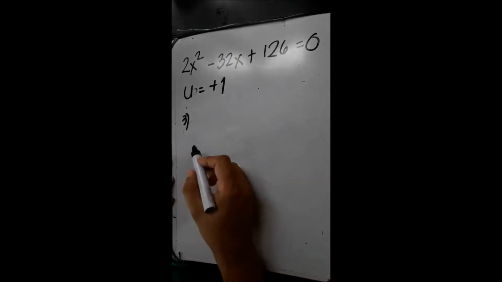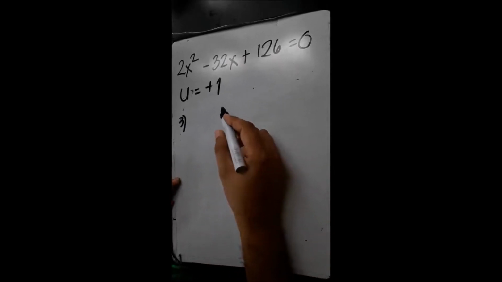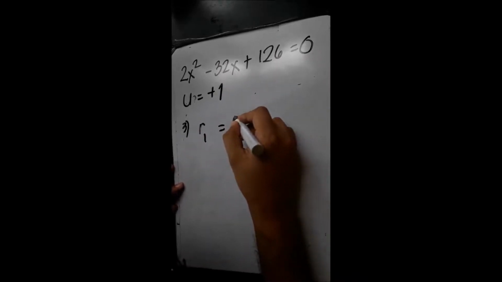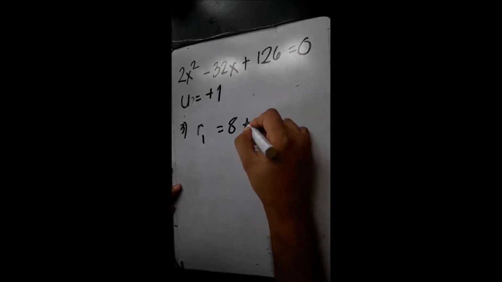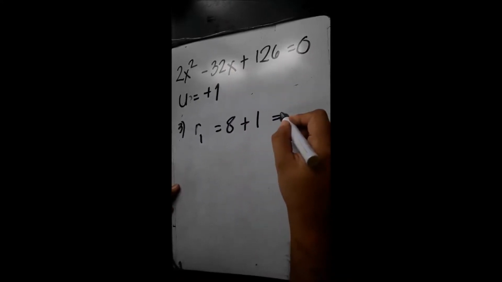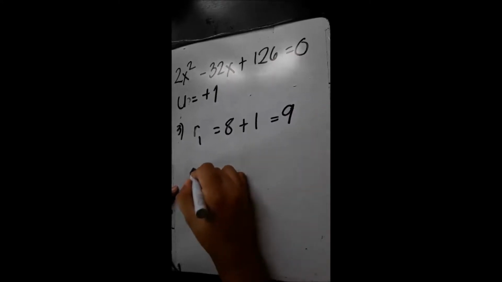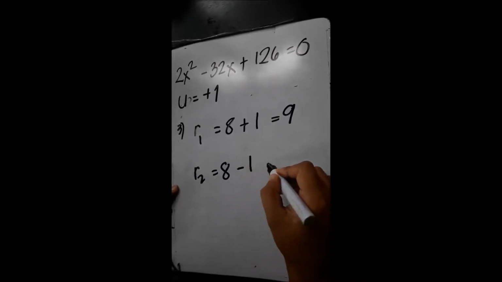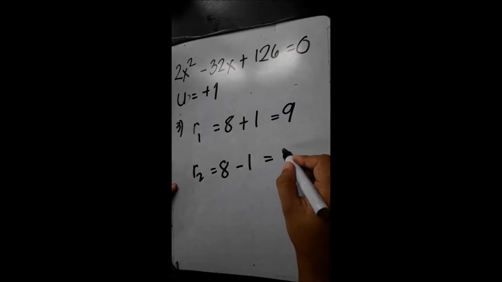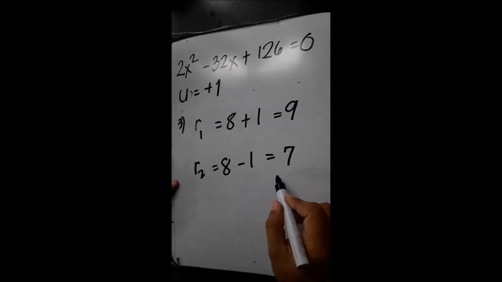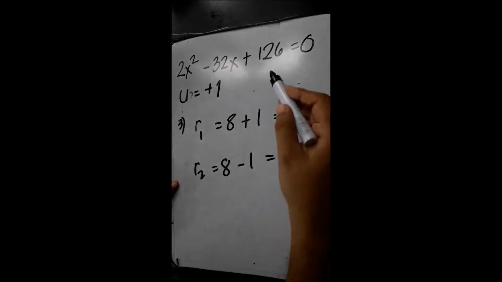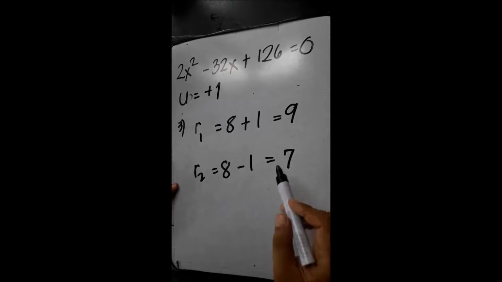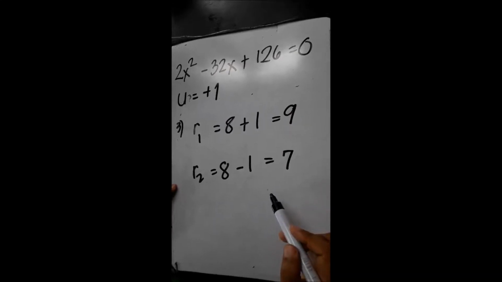Now for our last step here, since we already have found the u, we can plug this in and find the roots. So root 1 is equal to 8, the result in step 1, plus our u, which is 1, and 8 plus 1 is equal to 9. So our first root is 9. Root 2 is equal to 8 minus 1, the u, and that is equal to 7. And if we check, 9 plus 7 gives us 16, and 9 times 7 gives us 63. Therefore, these two roots are correct, 9 and 7.